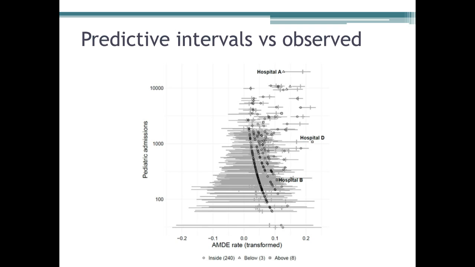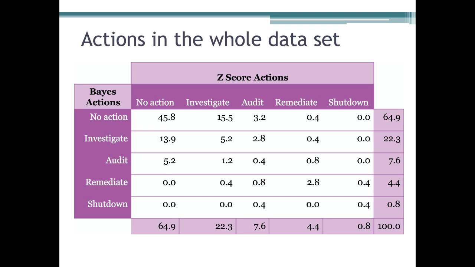When we actually apply this decision-making framework to the hospitals in the data and compare my Bayesian proposal with this Z-score proposal, straw man, you see that along the diagonal, most of the hospitals have the same decision under each of the rules, which is reassuring. Then there are a few cases where it's dramatically different.